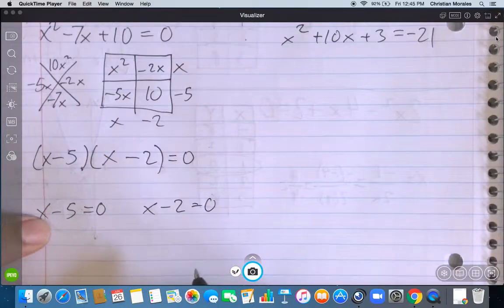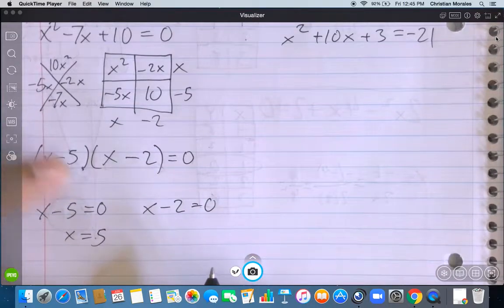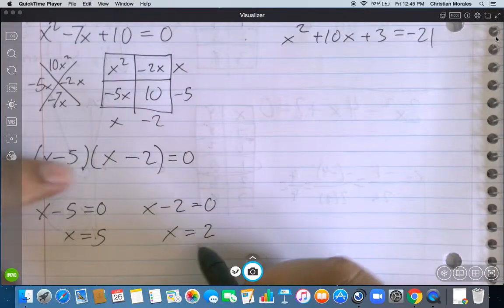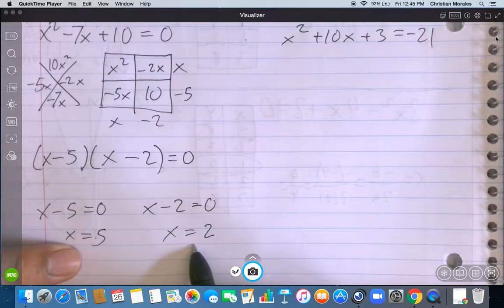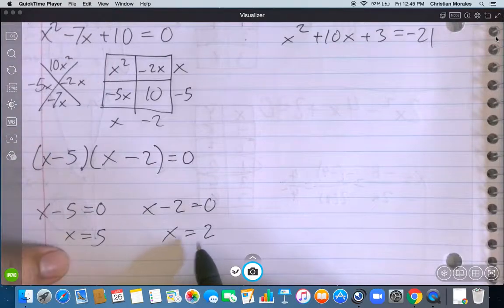So we solve here, inverse operations. You add 5: 5 minus 5 is 0. Here, inverse operations, you add 2. 2 minus 2 is 0. So these are your two answers. So your two x-intercepts, your two solutions for this problem for x, are 5 and 2.